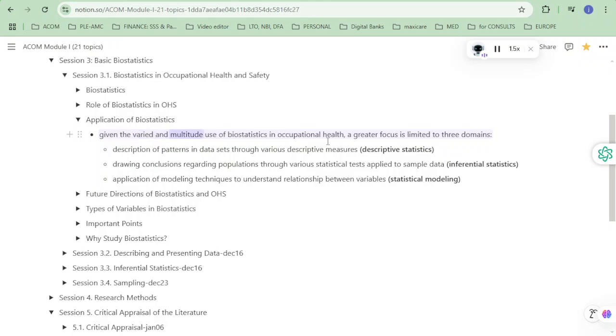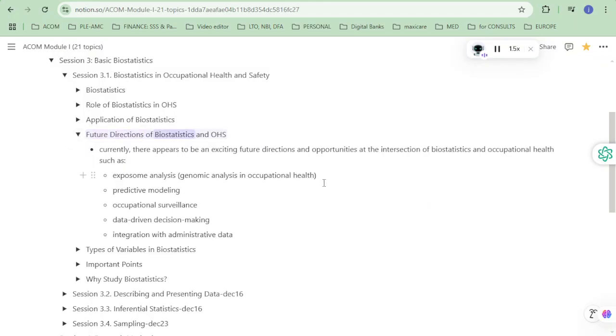Application of biostatistics. Given the varied and multitude use of biostatistics in occupational health, a greater focus is limited to three domains: description of patterns in data sets through various descriptive measures, descriptive statistics; drawing conclusions regarding populations through various statistical tests applied to sample data, inferential statistics; application of modeling techniques to understand relationship between variables, statistical modeling.